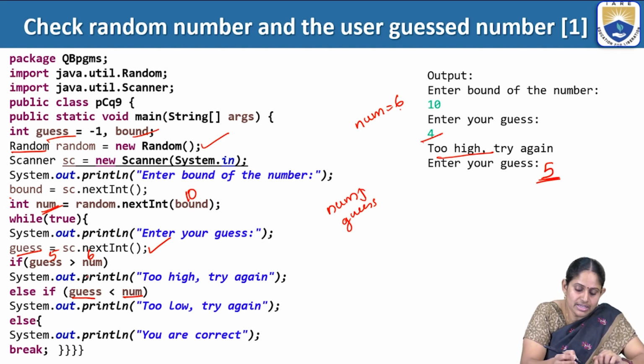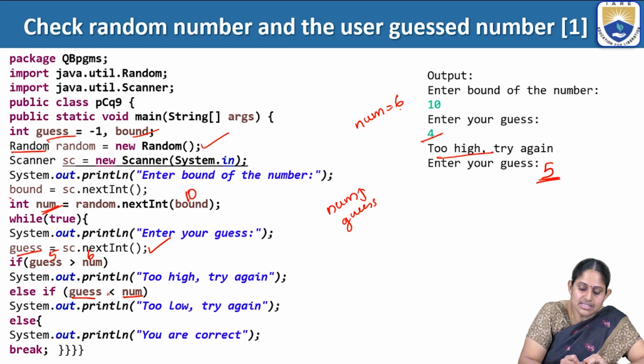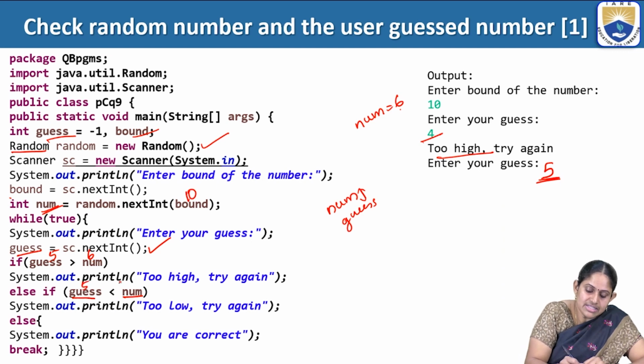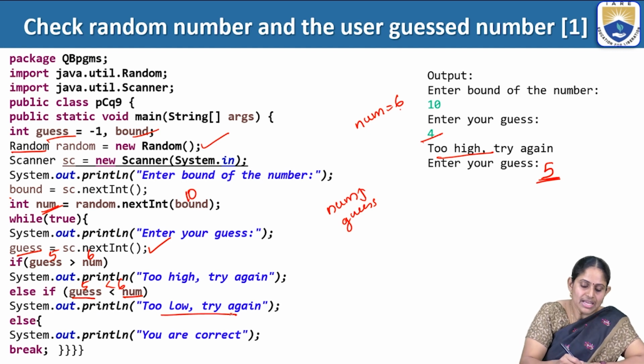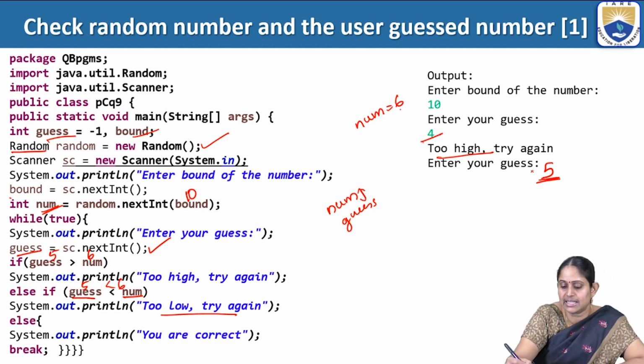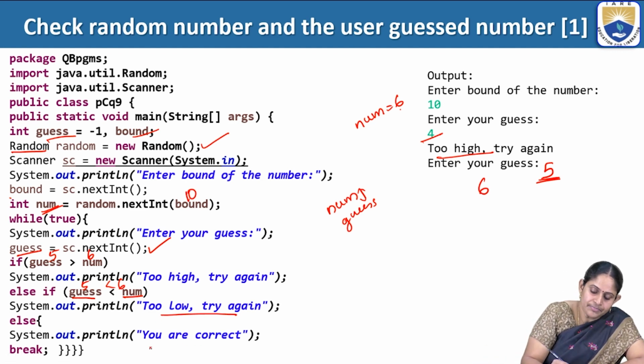So it will check whether guess 5 is less than 6, yes. So it will display "too low, try again", and it will come out. Now let's say in our third attempt, we will get the number 6 itself. So in that case, what happens?